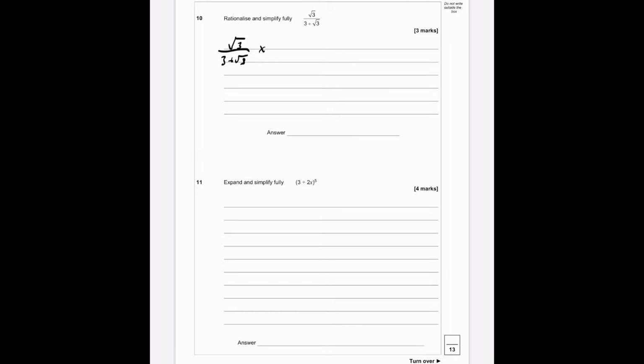Okay, rationalizing the denominator, so this is just a procedural question. You multiply by its conjugate pair, multiplying by 3 minus root 3 over 3 minus root 3. And we will expand out the top, so root 3 times 3 is 3 root 3, root 3 times negative root 3 is negative 3, and on the denominator, 3 times 3 is 9, root 3 times minus root 3 is minus 3, and the irrational bits cancel, leaves us with 3 root 3 minus 3 all over 6, or if you prefer, root 3 minus 1 over 2, and that's now fully simplified.